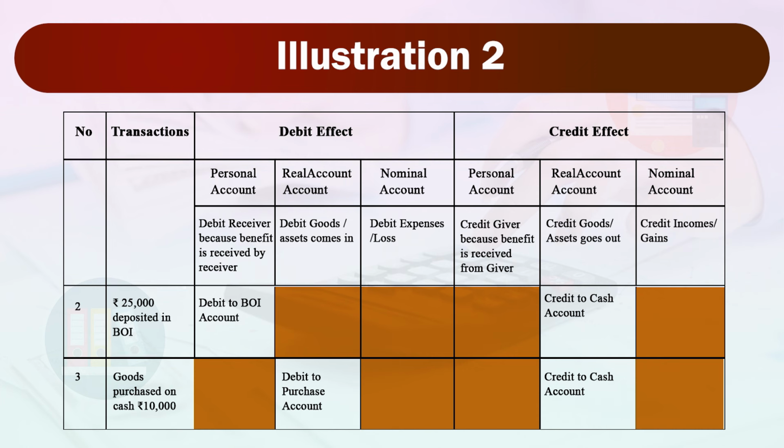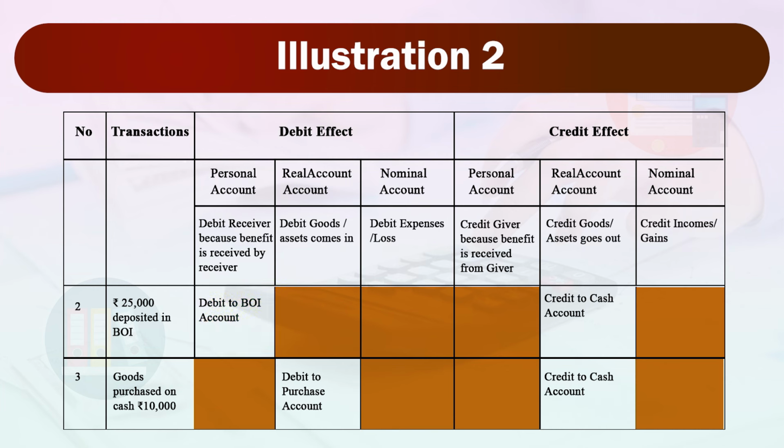When owner is giver, so we will credit the capital account. Second transaction is rupees 25,000 deposited in Bank of India. Here the first account is Bank of India account. As we have already seen, Bank of India is an artificial person. When we are depositing cash, Bank of India becomes the receiver. So, rule of personal account, debit the receiver because benefit is received by the receiver. So, we will debit the Bank of India account.